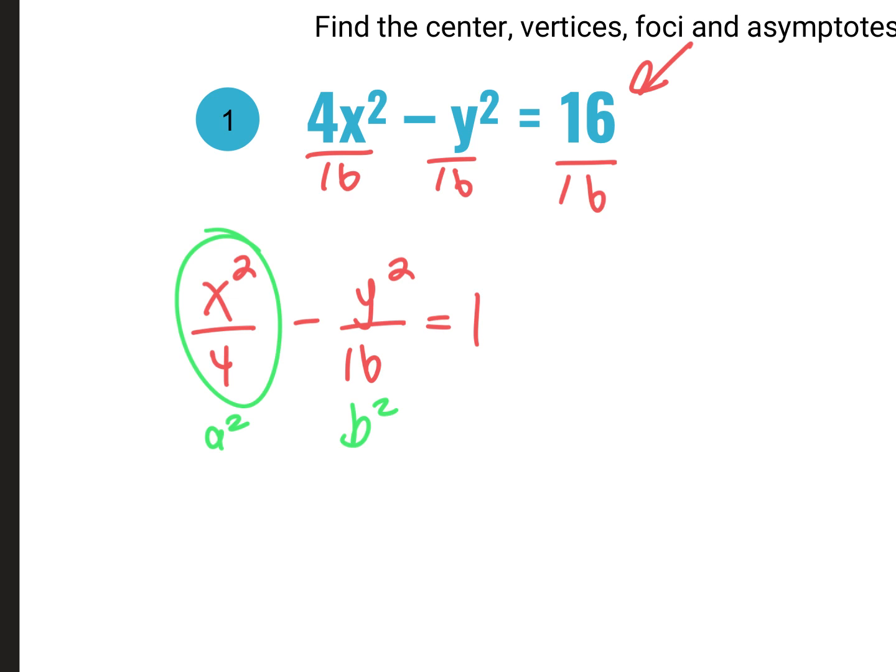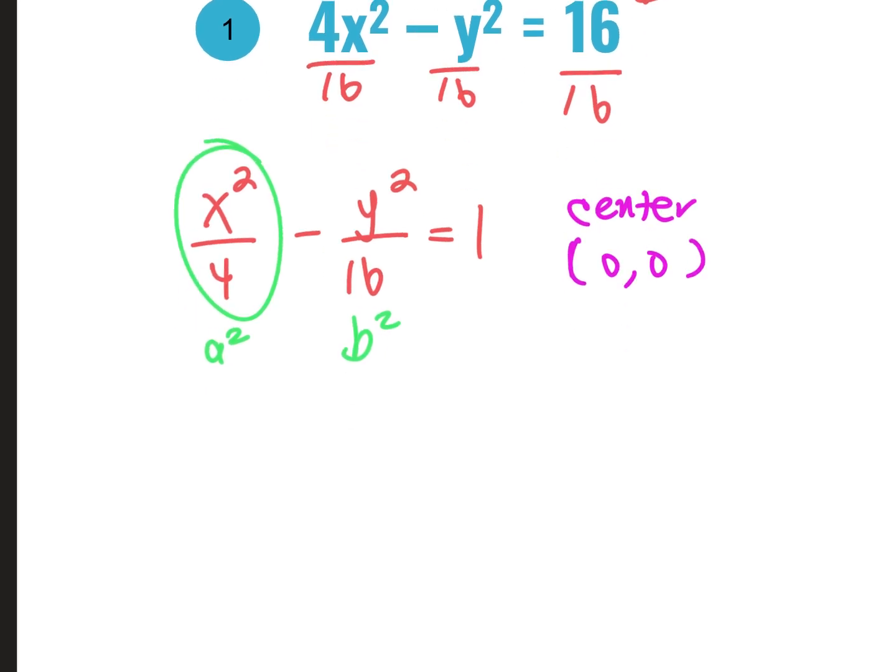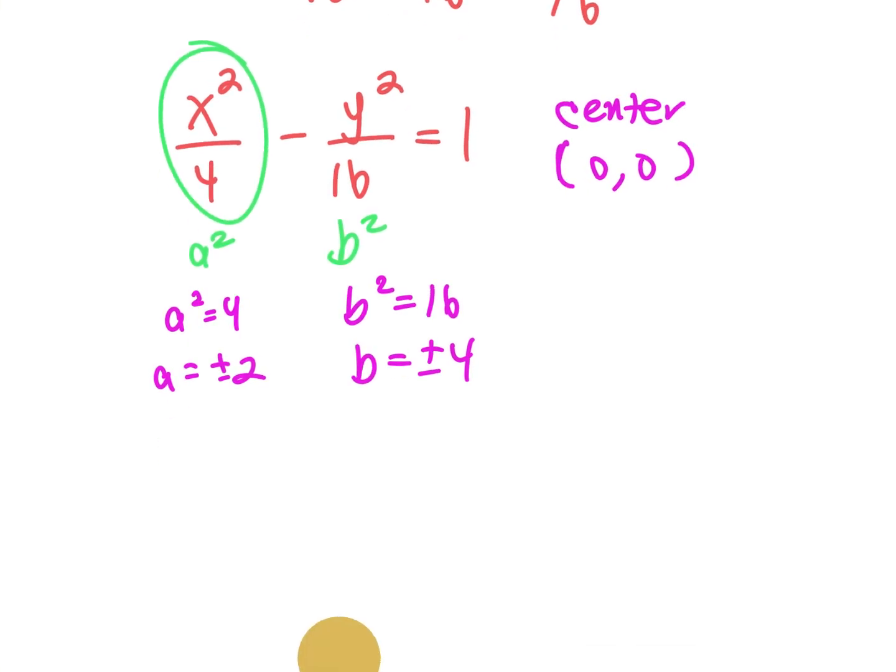Where is your center? How do you know the center of this hyperbola? It's at 0, 0, because it's obviously not moving left or right. There's nothing there. So you already know your a value. If a squared equals 4, what is your a value? Plus or minus 2. Good. If b squared equals 16, what is your b value? Plus or minus 4. Remind yourself, this is from the center to what? To vertices.